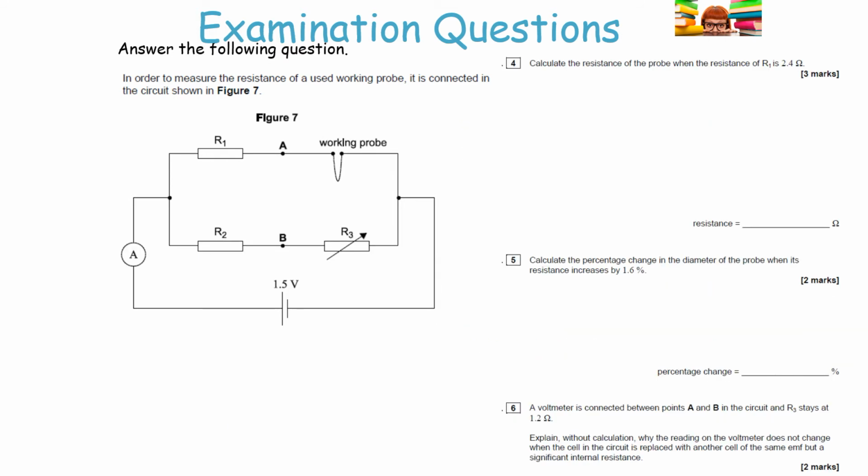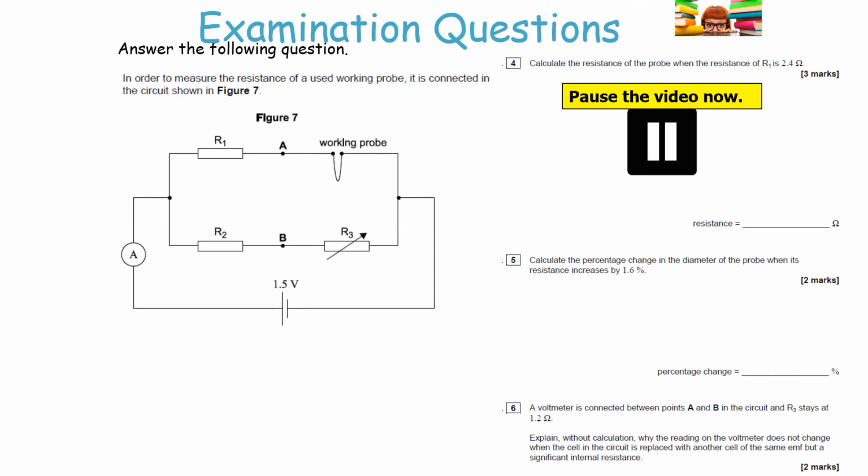Next question. In that same circuit, calculate the resistance of the probe when the resistance of R1 is 2.4 ohms. Then calculate the percentage change in the diameter of the probe when its resistance is increased by 1.6%. Then a voltmeter is connected between points A and B in the circuit and R3 stays at 1.2 ohms. Explain without calculation why the reading on the voltmeter does not change when the cell in the circuit is replaced with another cell of the same EMF but a significant internal resistance. Pause the video now, then unpause the video when you want to go through the answer.